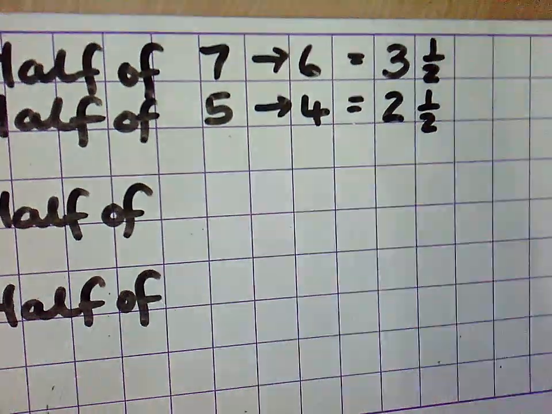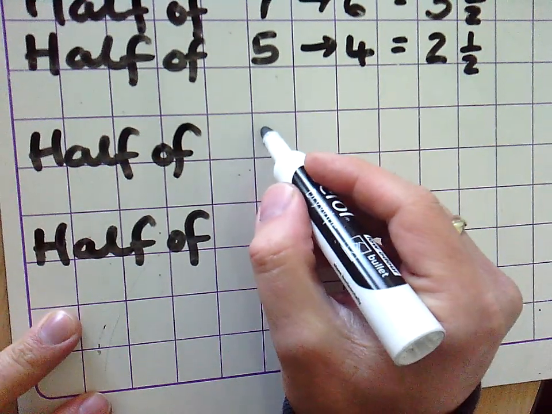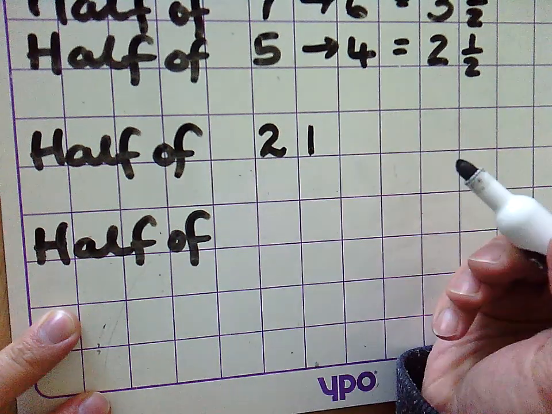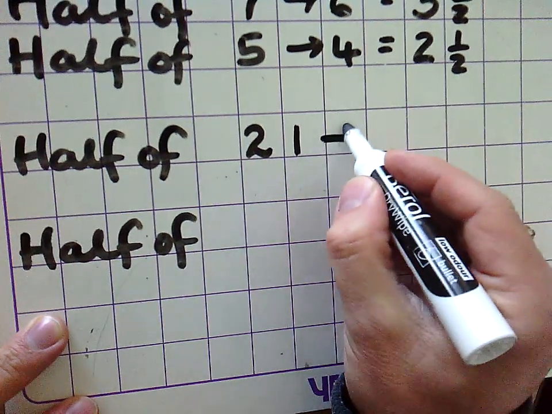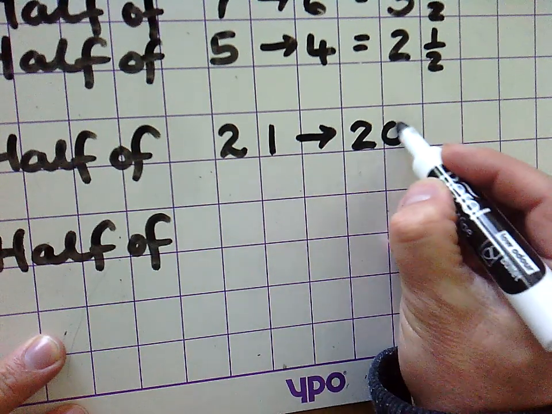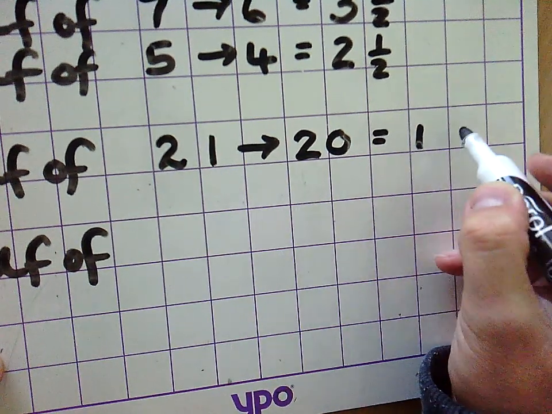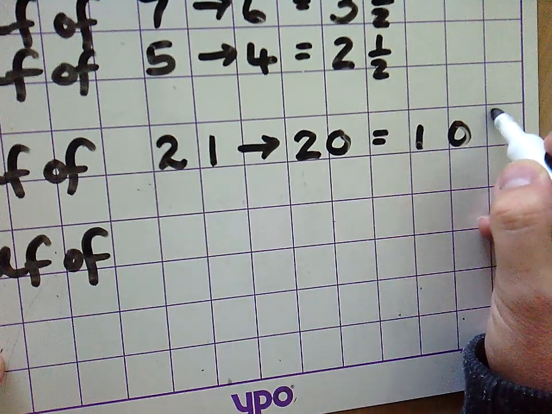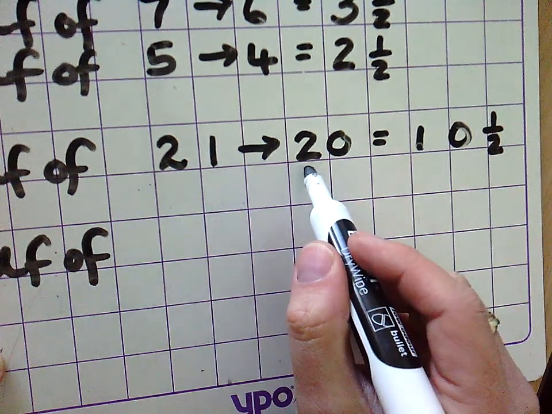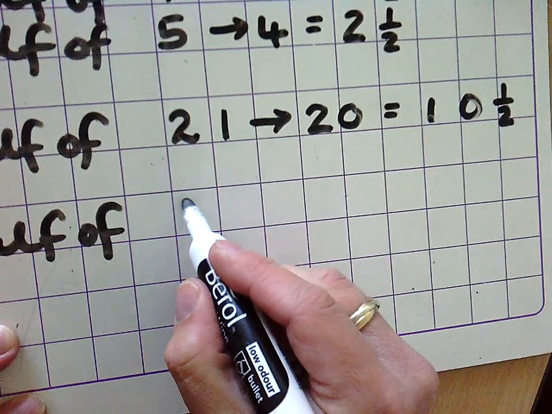Okay. Then, obviously, you might end up with things like 21, which is a bit bigger. So if we're going to halve 21, take 1 away, which leaves us with 20. More people can remember what half of 20 is, which is 10. And then, of course, we've got 1 left over, which we'd taken off in the first place, which we halved, so it's 10.5.